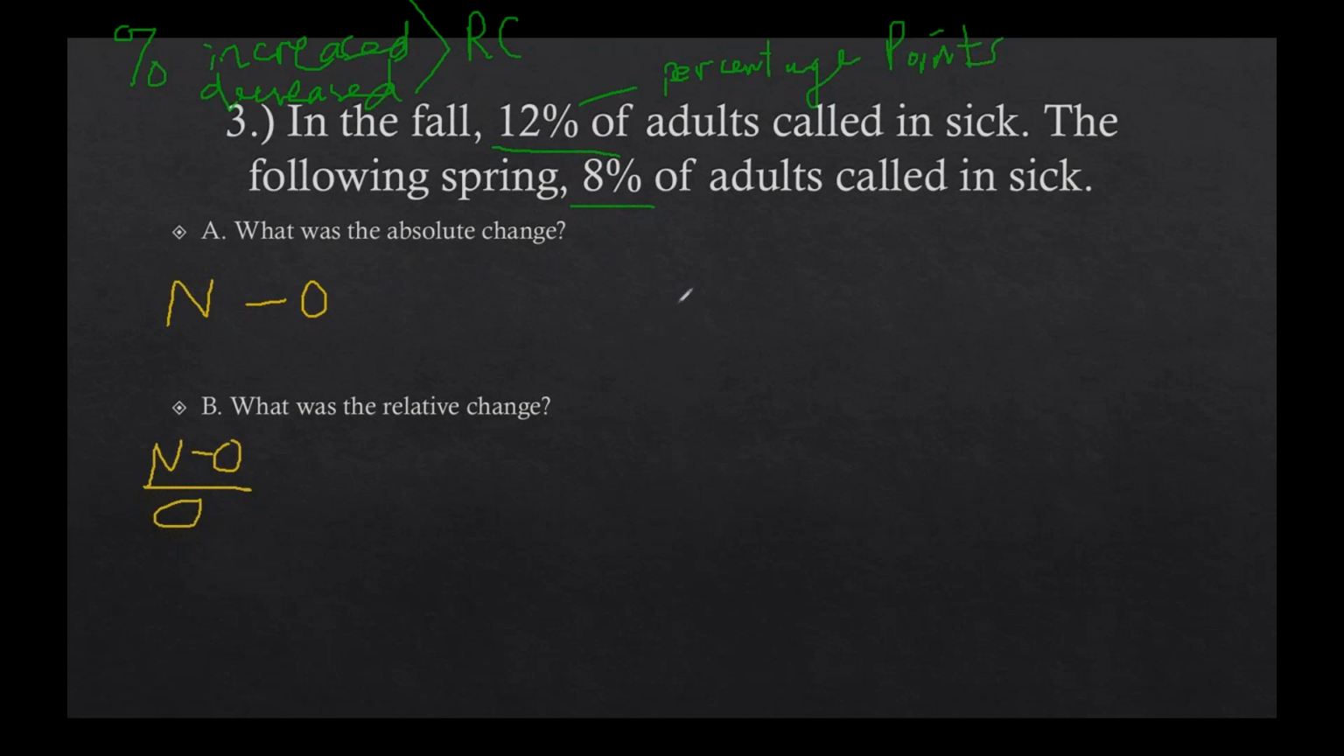All right, let's see what we can come up with here. For absolute and relative change, for both of them, we have to recognize new versus old. What value did you use for your new value? 8. Good. So 8 is new, 12 is old, because the following spring, that's the most recent. So new minus old, we had 8 minus 12, which gave us a -4 percentage points.